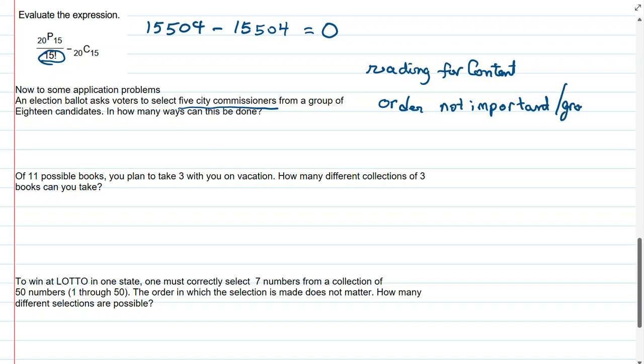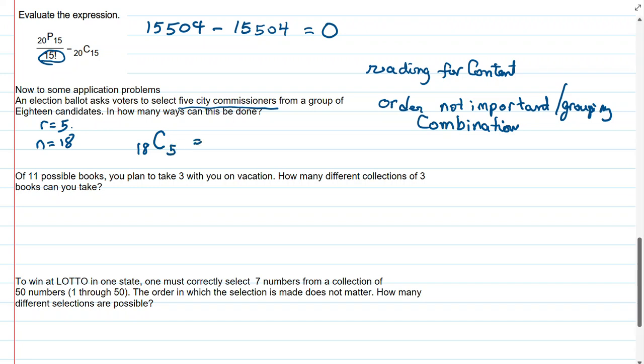It's a grouping. So now that we know, we're going to use combinations. Of a group of 18 candidates, in how many ways can this be done? So we're talking my R is 5 city commissioners, and we have a set of 18 eligible. So we're going to write 18 combinations of size 5.